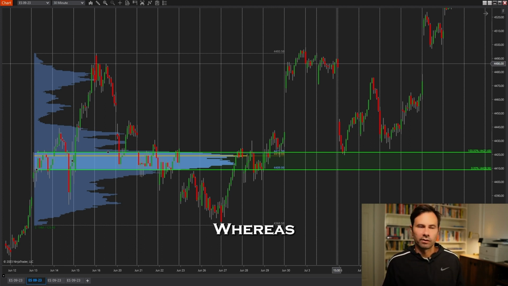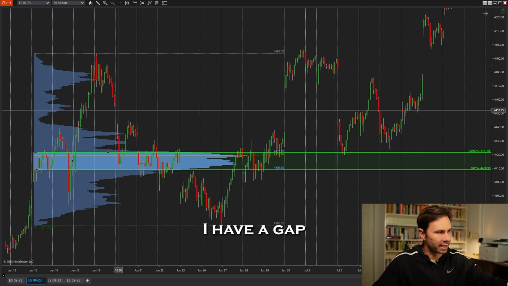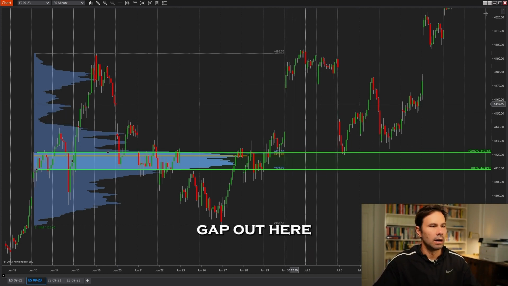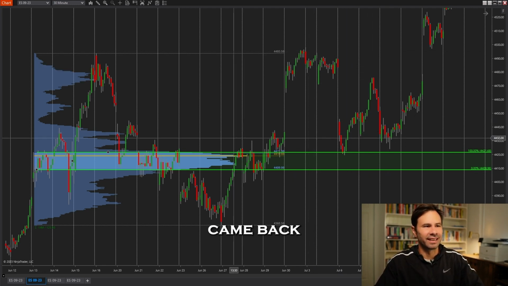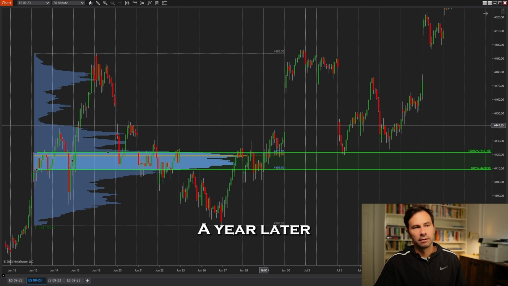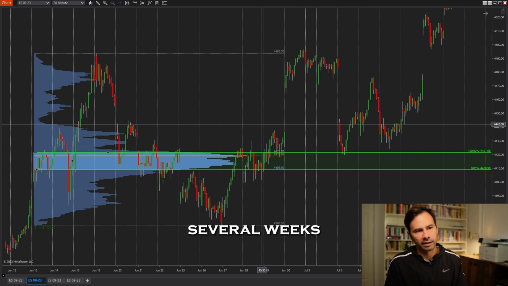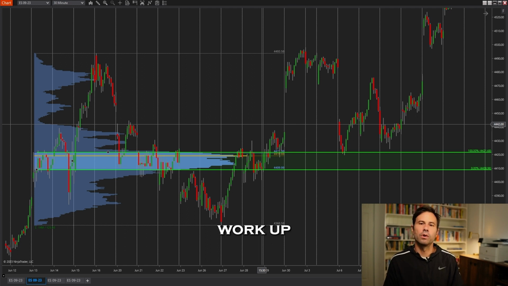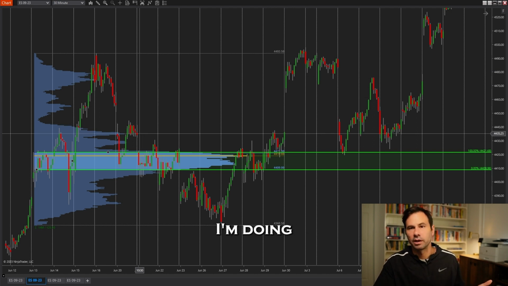Okay? Whereas if I have a 2-month balance area and I have a COT, I have the perfect setup, I have a gap in here and a gap out here, value perceived above, and then prices came back. All right, I have a 2-month range and then prices came a year later. I will consider that. I don't have a ratio of how much time. You will have to find yours. Okay? I will tell you, several weeks of trading sideways can work up to 6 months to a year. And that is based on my backtest and the current trading that I'm doing.